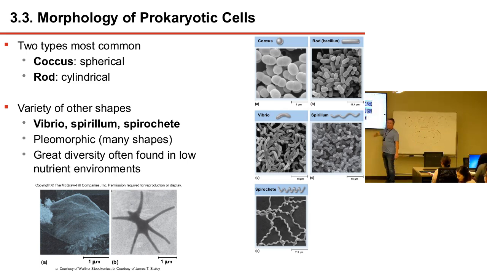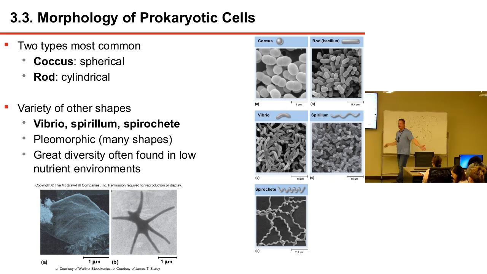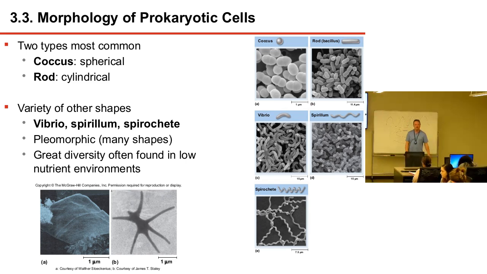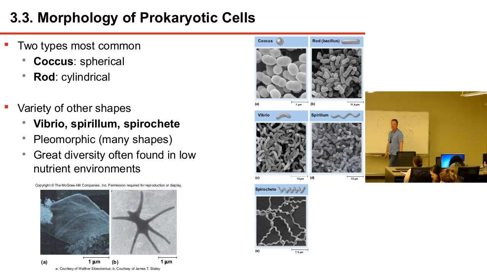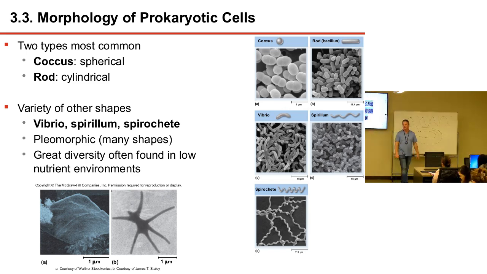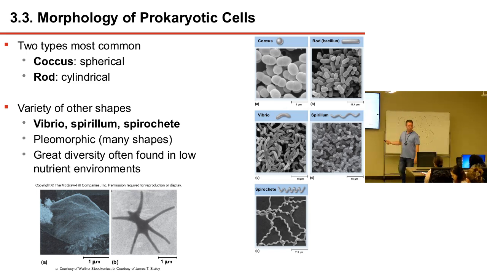Next part of chapter 3 is looking at the morphology. Morphology means, what is its shape? What does it look like? This is without any stains on it per se. We're just talking about what the bacteria's actual shape looks like. The 2 most common are coccus and rod. Coccus are going to be spherical, so think of them like a ball. The rod is going to be the ones that we looked at earlier, the bacilli. They're more elongated.